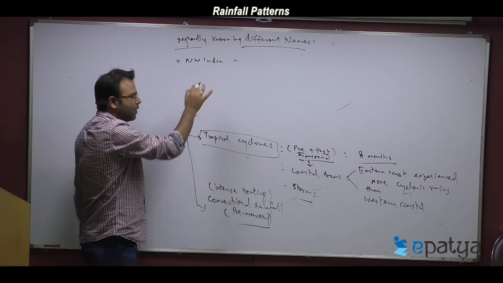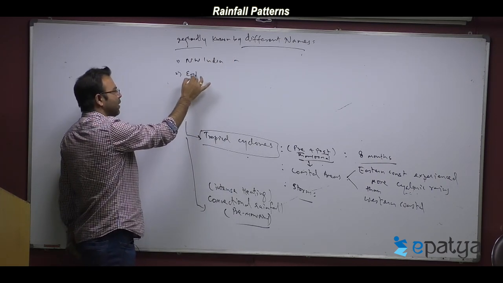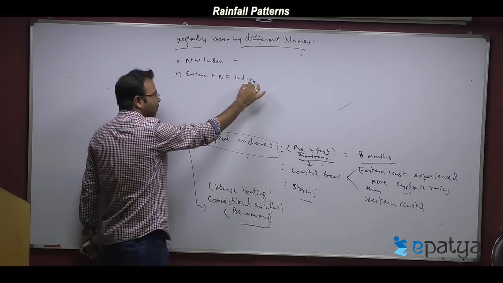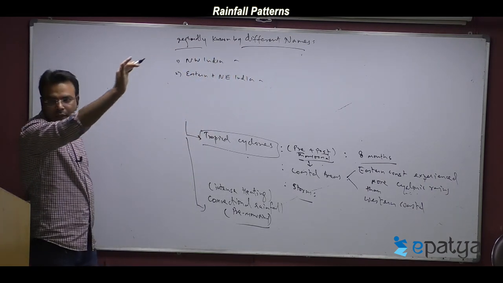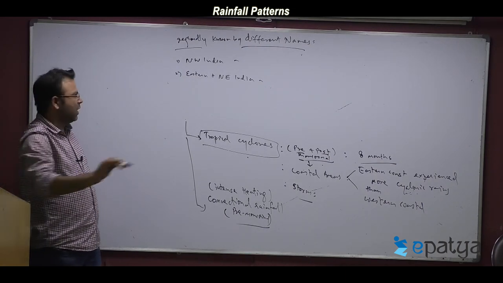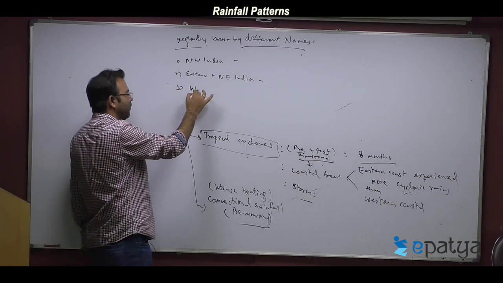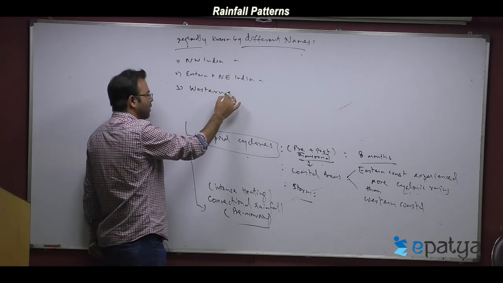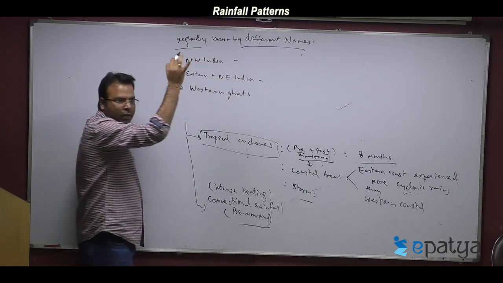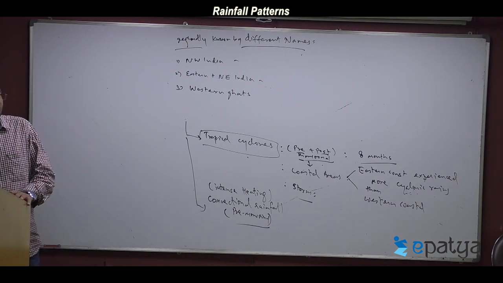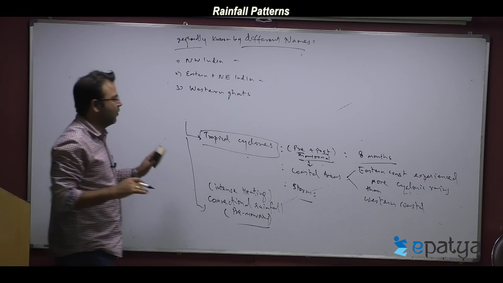First is Northwest India. What is it called? Next is Eastern India and Northeastern India. What is it called? Third is the Western Ghats of India. Three geographies, regionally or locally called by different names.